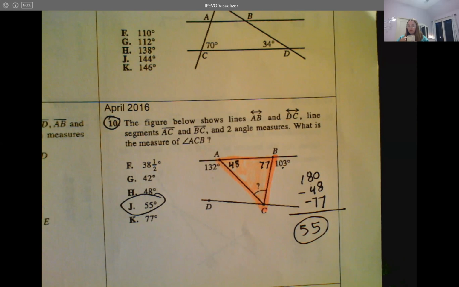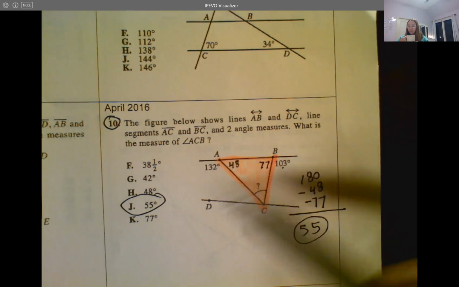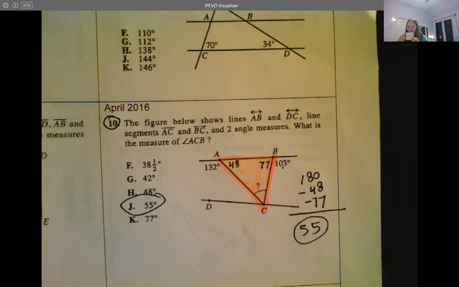So this one's kind of weird because we're not told these lines are parallel. In fact, if you look at them, they do not even look parallel, right? So it's a little bit different than that.